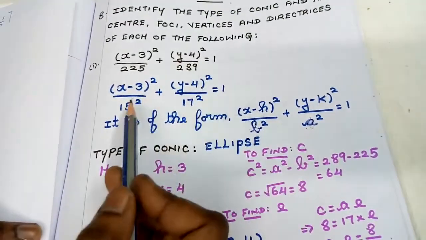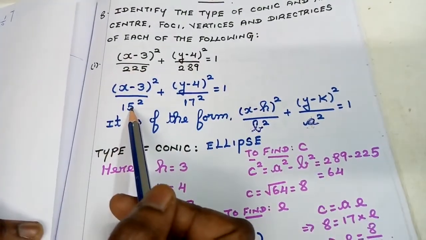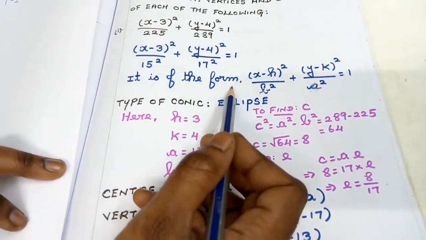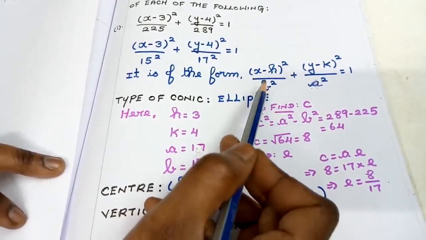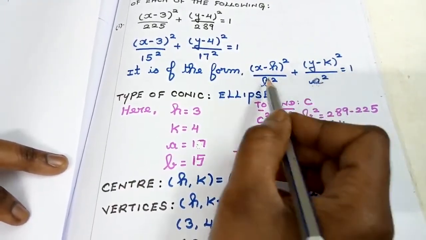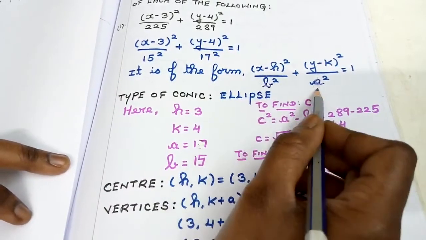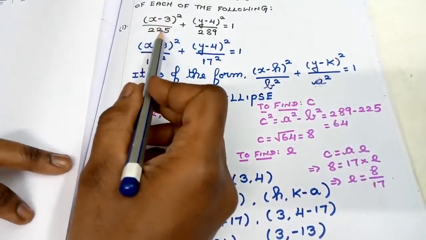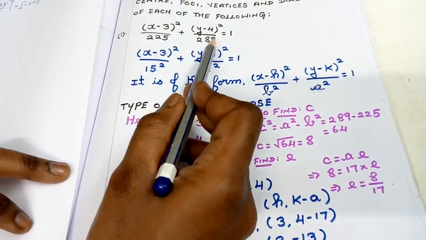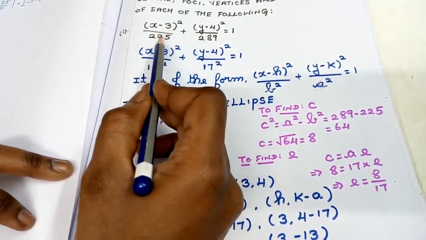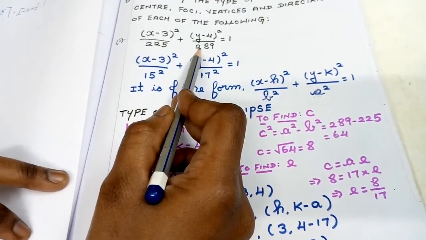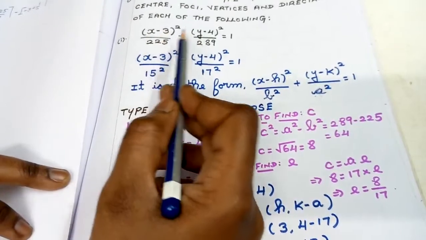289 equal to 1. So 225 can be written as 15 square, 289 can be written as 17 square equal to 1. So it is of the form x minus h the whole square by b square plus y minus k the whole square by a square equal to 1. You may be having a doubt, why we are writing like this, b square, a square. The reason is 225, 289. If you check, the greater number is 289. So this value belongs to a square and this value belongs to b square. That is, 289 belongs to a square and 225 belongs to b square.